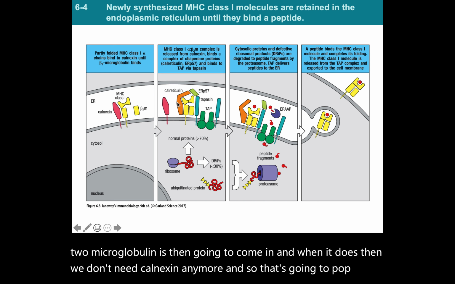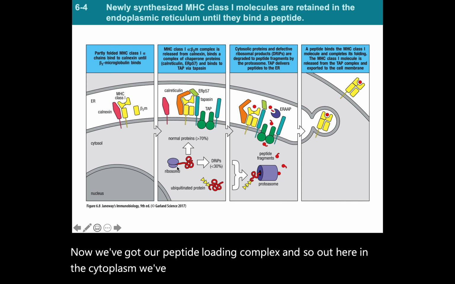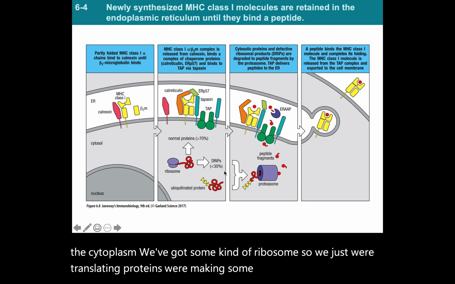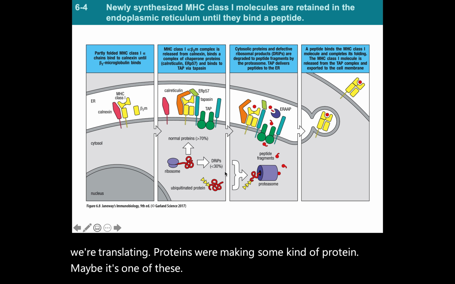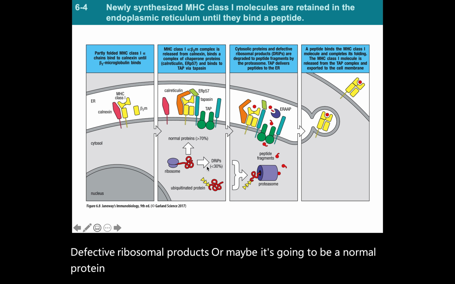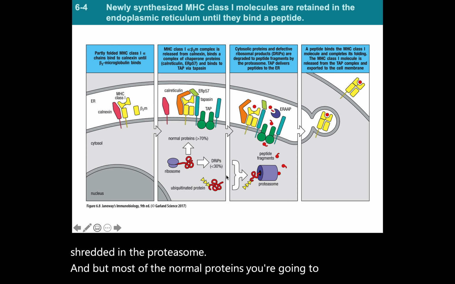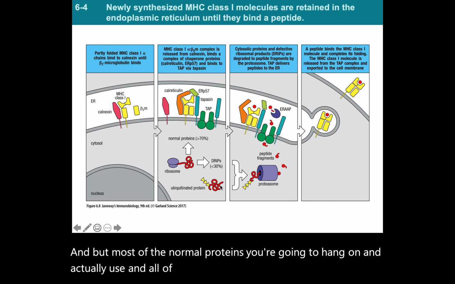Now we've got our peptide loading complex. Out here in the cytoplasm, we've got some kind of ribosome. So we're translating proteins, making some kind of protein. Maybe it's one of these defective ribosomal products, or maybe it's a normal protein. Some of each of these are going to get sent to be shredded in the proteasome. But most of the normal proteins you're going to hang on to and actually use, and all of the defective proteins you should ubiquitinate.